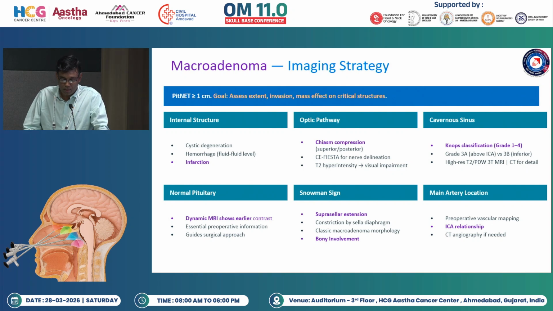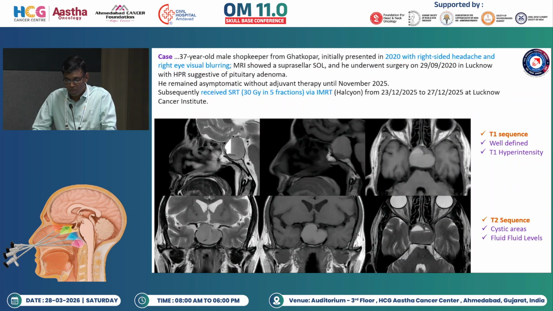Regarding the macroadenoma, the strategy is to describe the extent, the invasion, and the mass effect on the critical structures. That includes internal features like cystic degeneration, hemorrhage, and infarction, and compression of the optic pathways or the optic nerves. For the cavernous sinus, where exactly is it going: medial to the internal carotid artery, lateral, superior, or inferior? And if it has suprasellar extension, whether it is going anterior or posterior, and into the sphenoid sinuses. These are the extents we try to describe on the MR images.